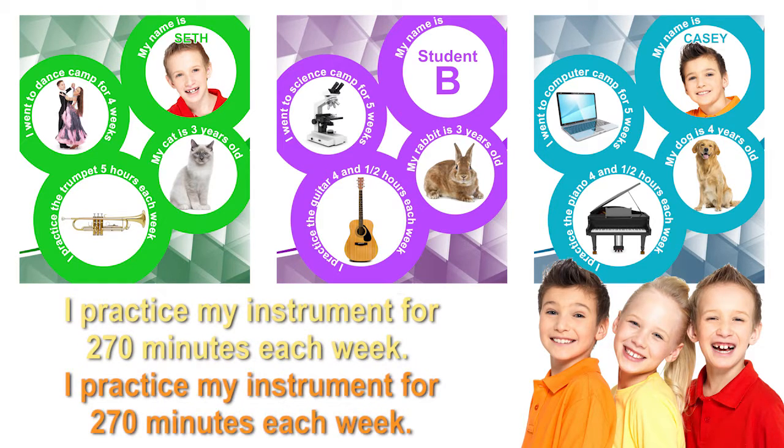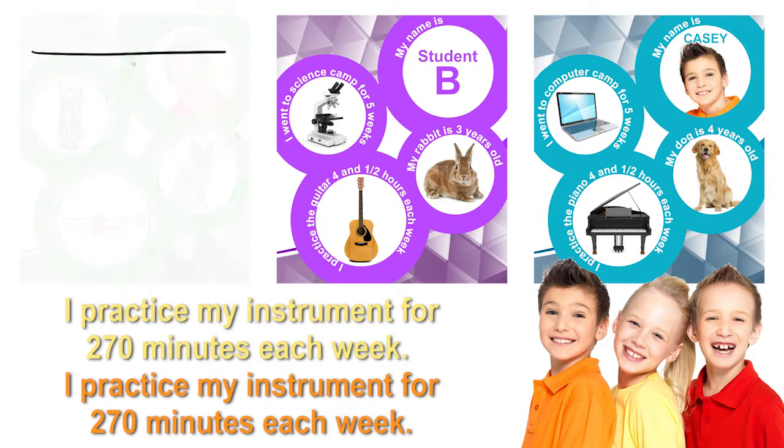Casey also practices for 270 minutes. We see from the posters we have 1 student that practiced 5 hours and 2 students that said they practiced 4.5 hours. Since Polly and Casey both practiced the same amount, we can use guess and check to see if 270 minutes equals 4.5 hours. To compare the time, we need to use the same unit of measurement.